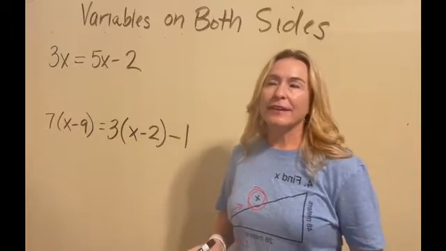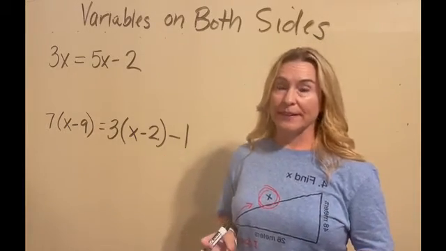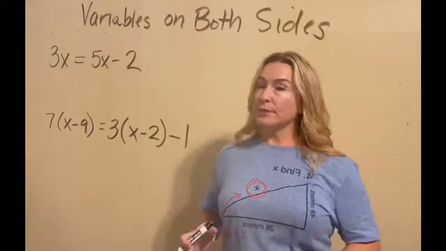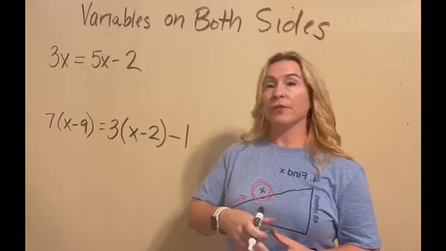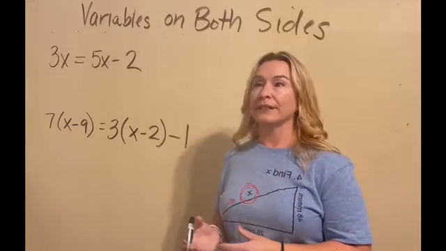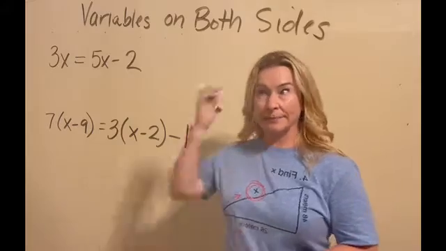Let's take a look at equations when we have variables on both sides of the equal sign. All the rules are still going to be the same, where we're going to have to move the variables to one side of the equation and keep the constants on the opposite side of the equal sign.